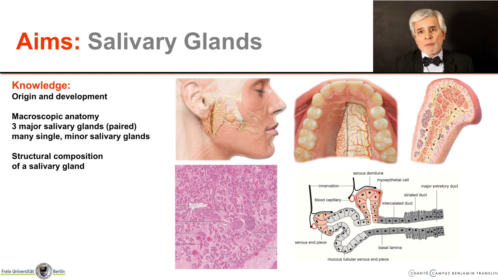To start with, we first will speak about the macroscopic anatomical situation, and then I will briefly explain how these glands are formed prior to birth, and then we will look at typical histological structures of these glands.